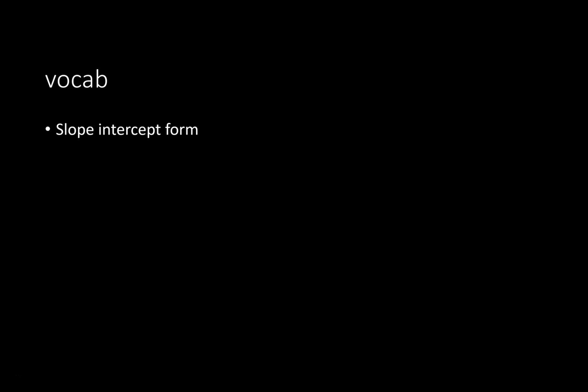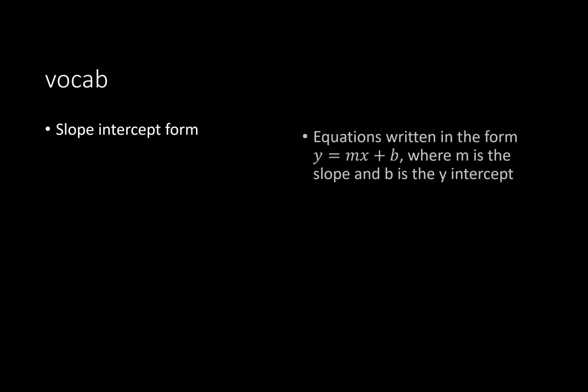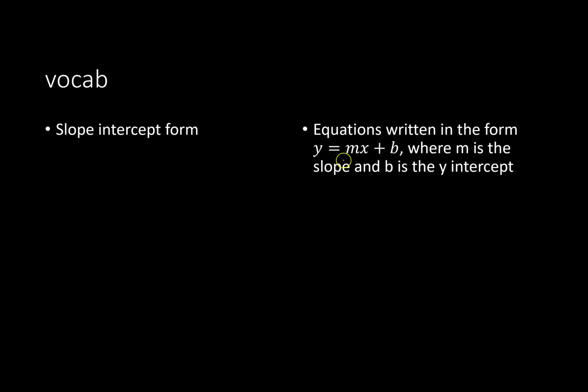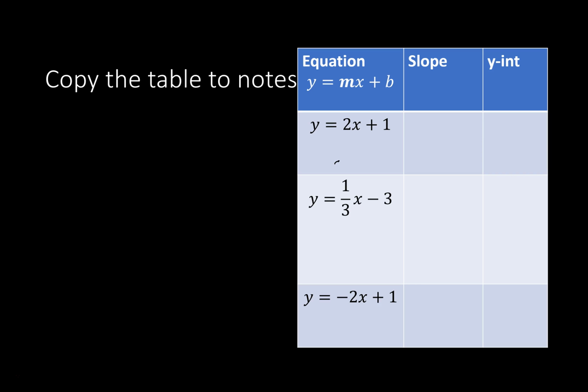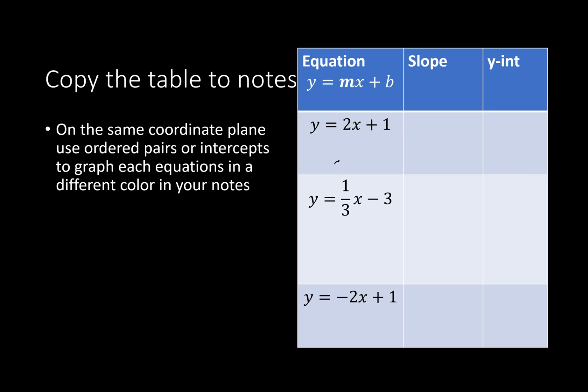Okay, so slope intercept form is what we're working on today. Equations written in the form y equals mx plus b, where m is the slope and b is the y-intercept. So here's a nice big version of it. Y equals mx plus b. All right, so copy this into your notes. Actually, I should probably already have it there, but anyways, we're going to go.